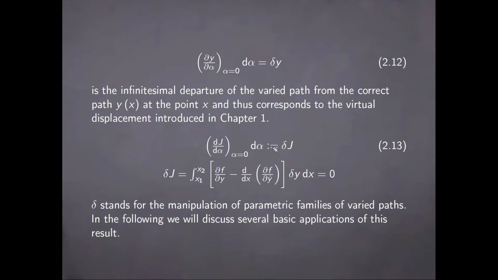to the variation of the line integral J, and then we can write the stationarity condition. We can expand it as follows: delta J is equal to the expansion here, and this has to be equal to 0, which is equivalent to saying that this coefficient must vanish, and thus the function f must satisfy the Euler equation. Delta stands for the manipulation of parametric families of varied paths. In the following, we will discuss several basic applications of this result.